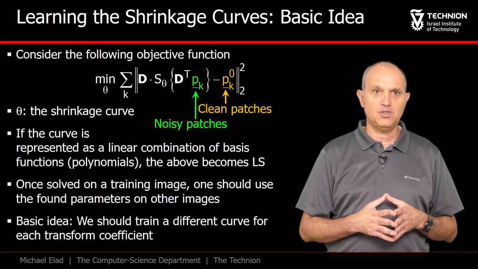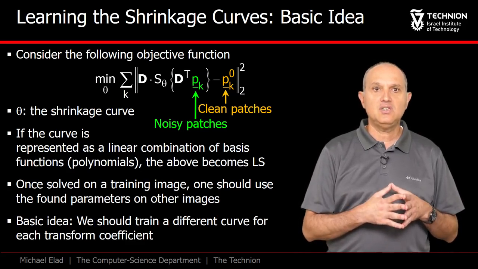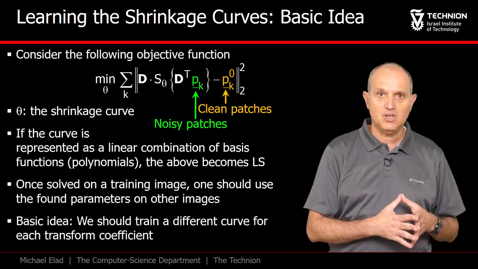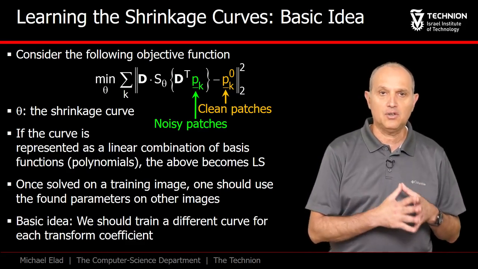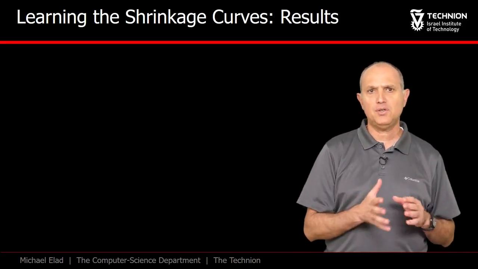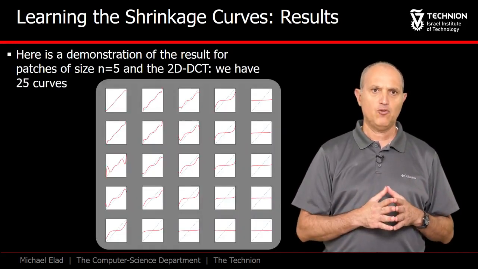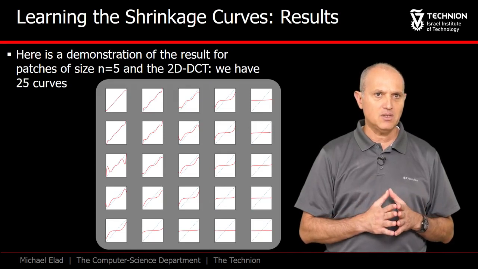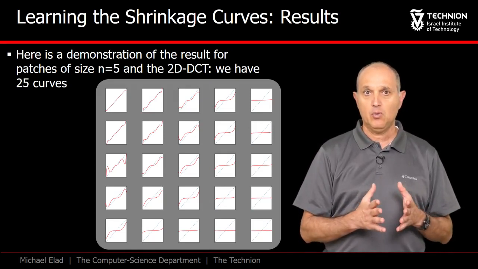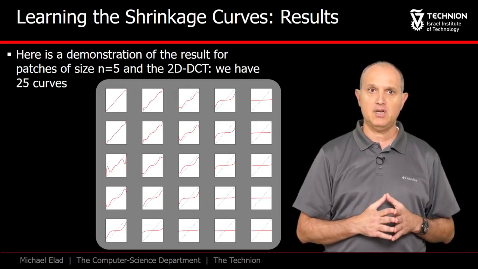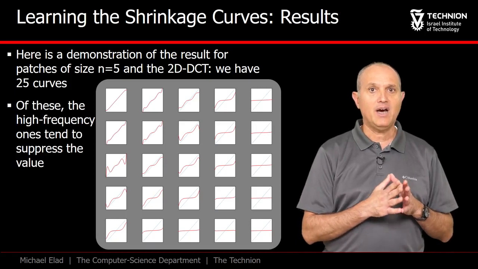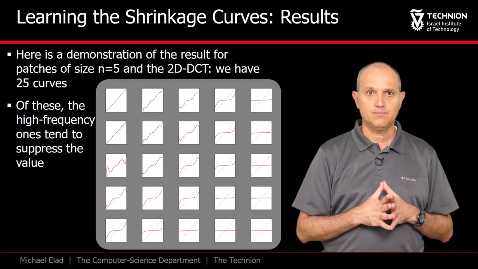Another important feature of this work, we will be using the 2D DCT as the transform, and each of the n squared coefficients will get its own tailored curve. We will not dive into the formulation and the optimization and turn to show the results. For patches of size 5 by 5 pixels, these are the 25 shrinkage curves that were found as optimal when trained on patches taken from the image Lena. Notice that the low frequencies are hardly touched, while high ones are damped hard.